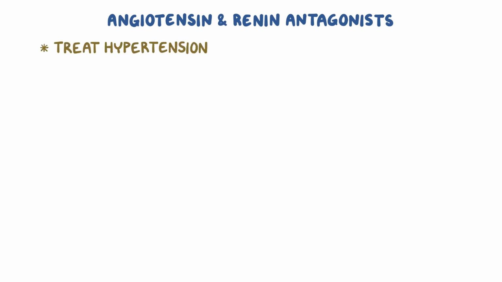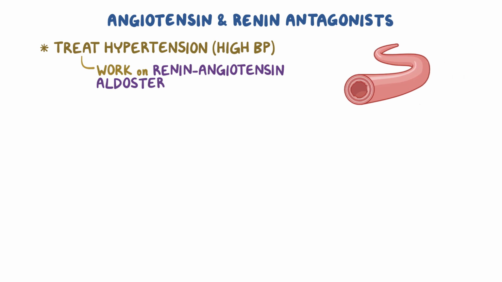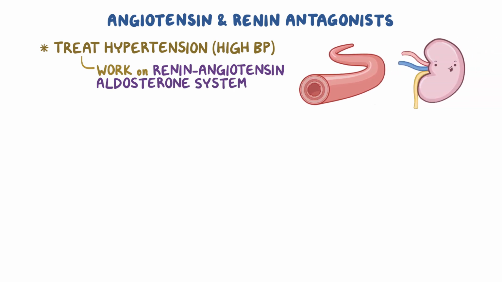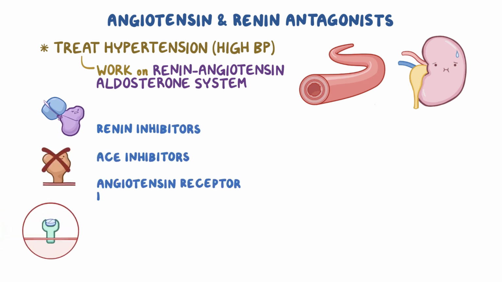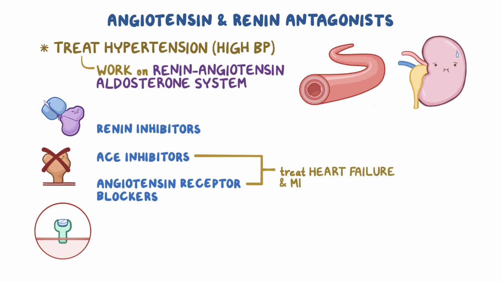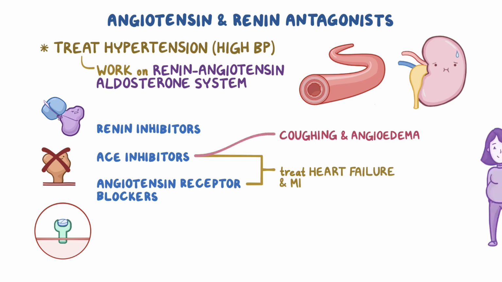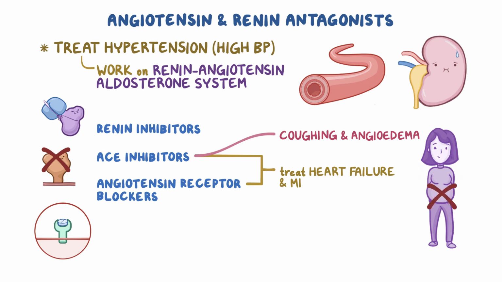Alright, as a quick recap, angiotensin and renin antagonists are a class of medications used to treat hypertension, or high blood pressure. They work at different levels of the Renin-Angiotensin-Aldosterone System that normally regulates blood pressure. The 3 main classes of medications include renin inhibitors, ACE inhibitors, and angiotensin receptor blockers. ACE inhibitors and ARBs can be used to treat heart failure and MI, but ACE inhibitors cause coughing and angioedema. None of these medications should be given during pregnancy.